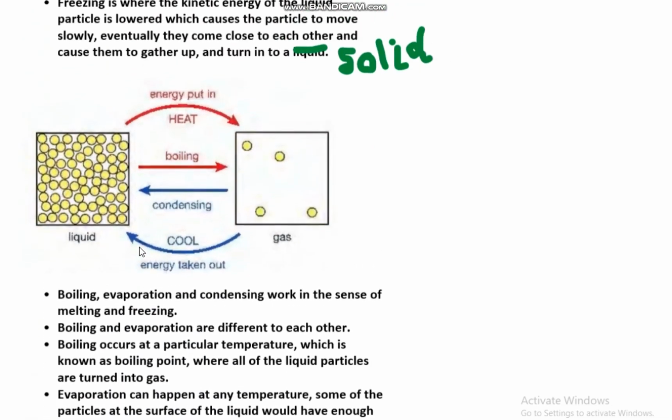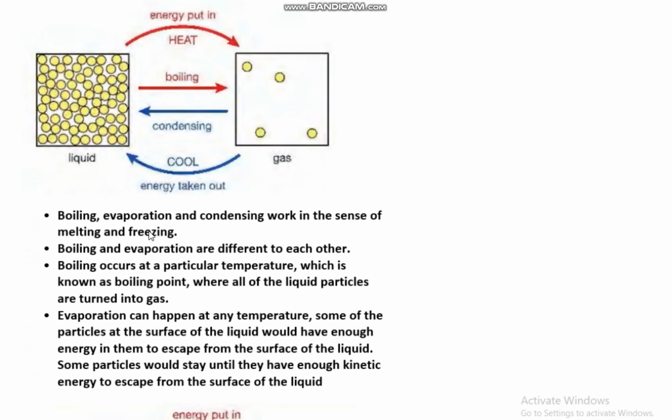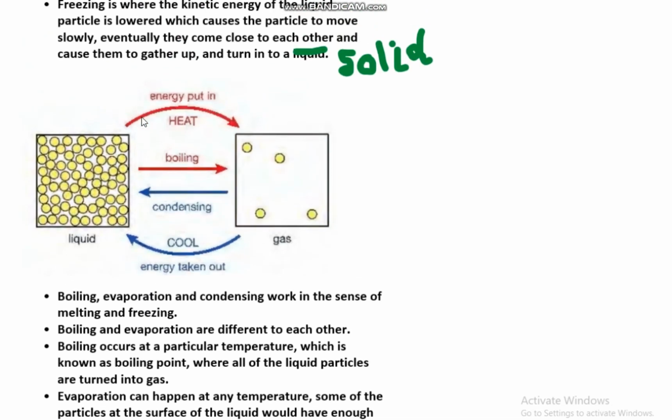And then we have boiling, condensing, and evaporation. Boiling and condensing work in the same sense as melting and freezing: when we provide heat, the particles tend to move faster and the force of attraction weakens. The same happens for condensing: when they are cooled, they slow down and they become liquid.